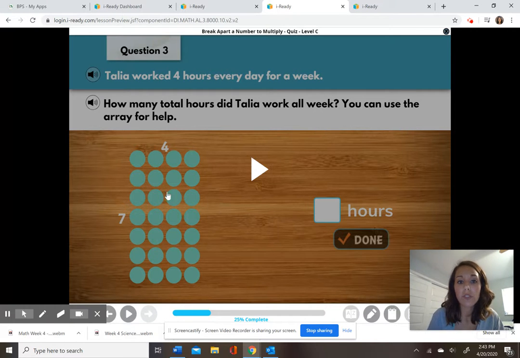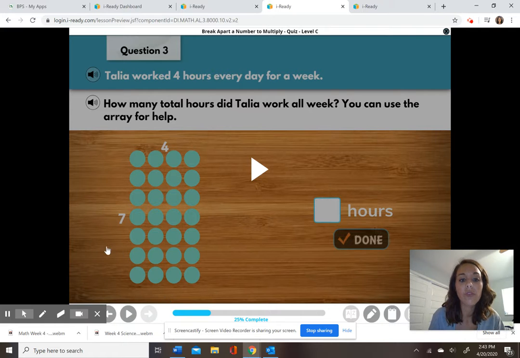You are able to split it. It says Talia worked 4 hours every day for a week, and there's 7 days in a week. How many total hours? You can do it by multiplying 7 times 4. If you know your math facts, boom, you're quick, you know it, you can type it in. You can also split it. You can split it in half like the girl did, right in half, because she knows her doubles.